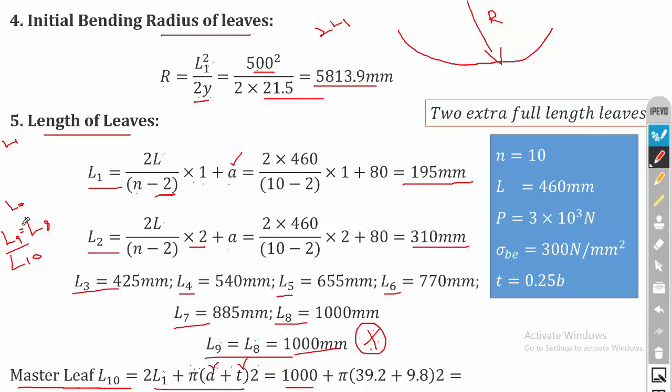Remember that since in the problem we have 2 extra full length leaves, L9 and L8 will be the same. The last spring will be the master leaf. We have 10 leaves, so L10 is master, L9 and L8 are of the same length, then the remaining are graduated length leaves. It is very, very important. Two lengths will be equal.